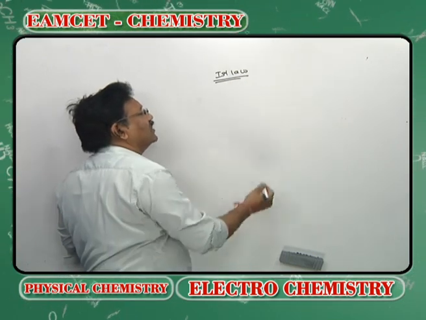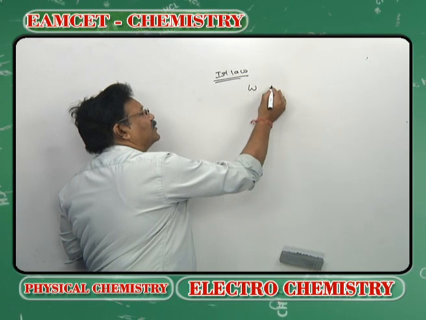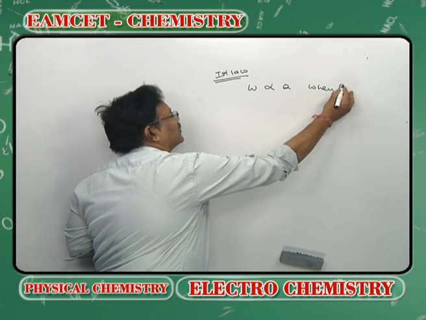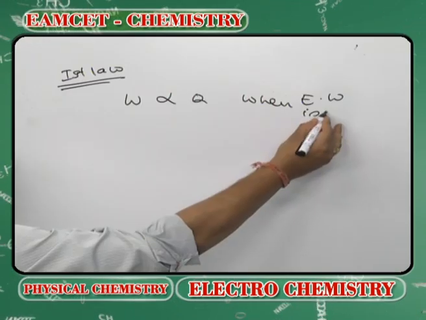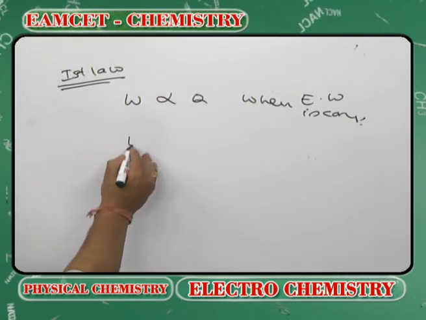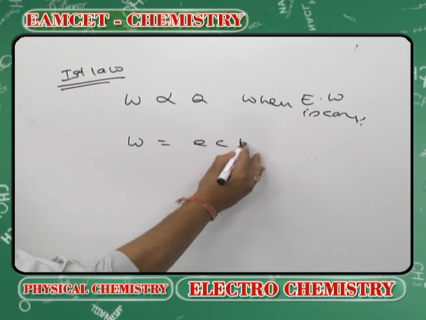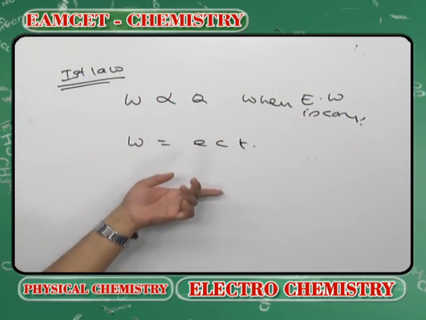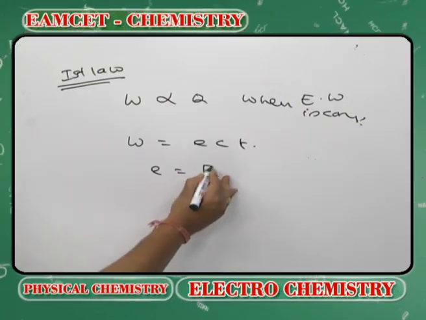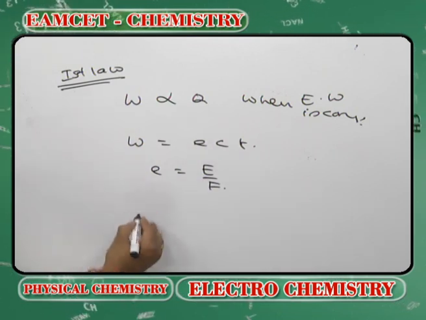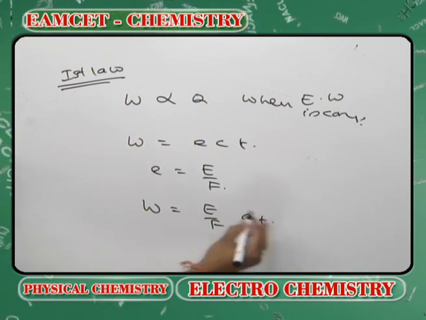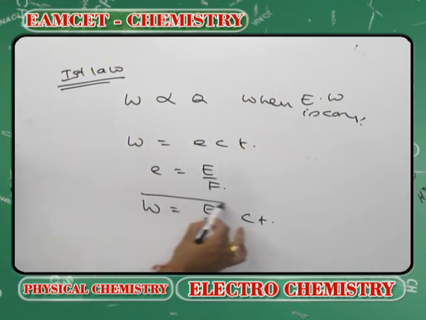The first law of Faraday is mathematically W is proportional to Q when equivalent weight is constant. What is the mathematical formula? W is equal to ECT, where E stands for electrochemical equivalent. Mathematically, E is equal to E by F. W is equal to E by F CT. This is the first law of Faraday.